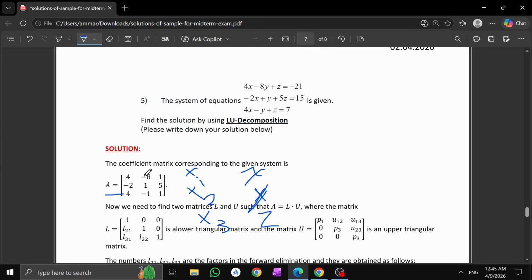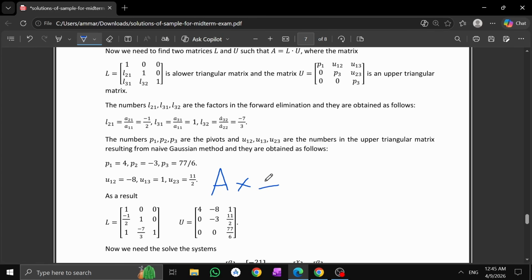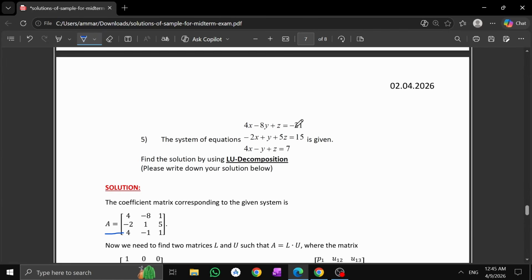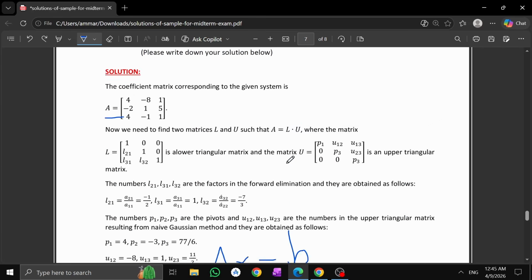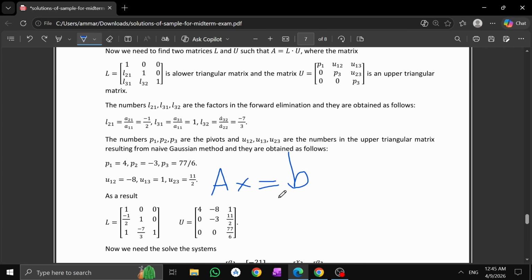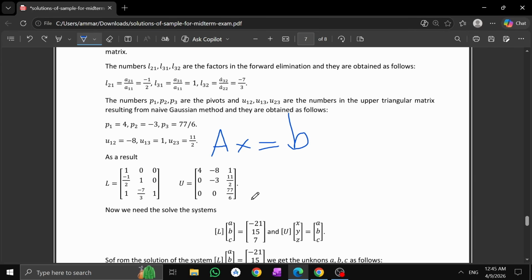So when you say 4x, you're going to get 4x. Minus 8y, you're going to get minus 8y. 1z, you're going to get 1z, and so on. So what we're trying to say is basically all of this: A times x is going to equal b. b is this answer, all of this column of answers is called b. After we do that, we have another rule that says A equals L times U.